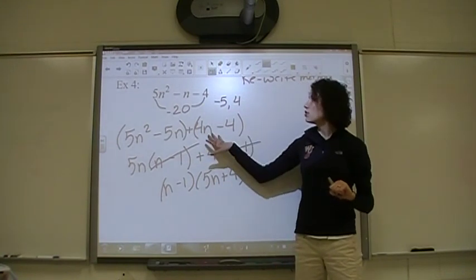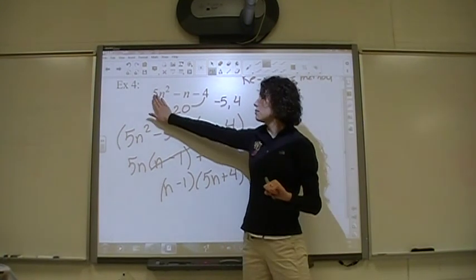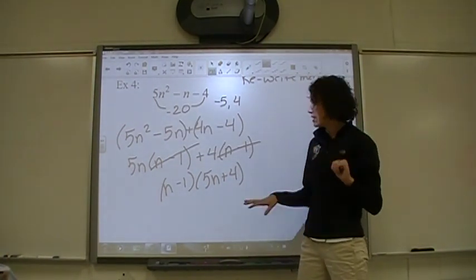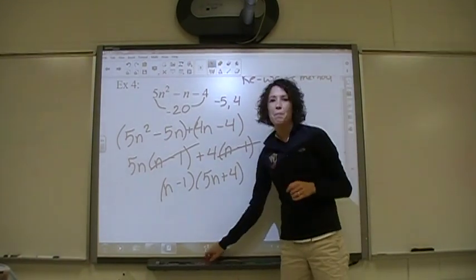So you always have to do the rewrite method when you have a number out in front, because it's not just going to be as simple as putting it into those 2 parentheses, just like that first example was.